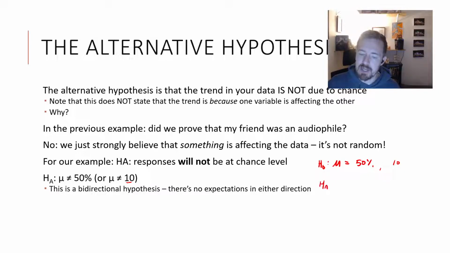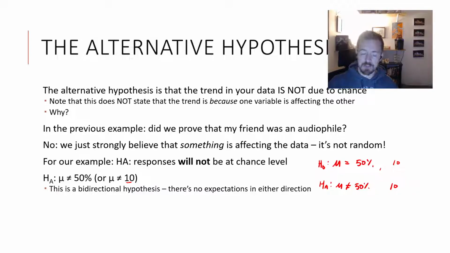But if we were trying to say, well, what is the alternative? The alternative is going to be whatever is the opposite of the null, which is why it can sometimes be helpful to identify the alternative hypothesis or the null hypothesis first and then work backwards to figure out what the other one is. So in this case, for the null hypothesis, we expect her to not have any differences. So that means that our alternative hypothesis is going to be the opposite, that there is some difference. So then we would say that mu is not equal to 50%, or that mu is not equal to 10. And that's just our alternative.